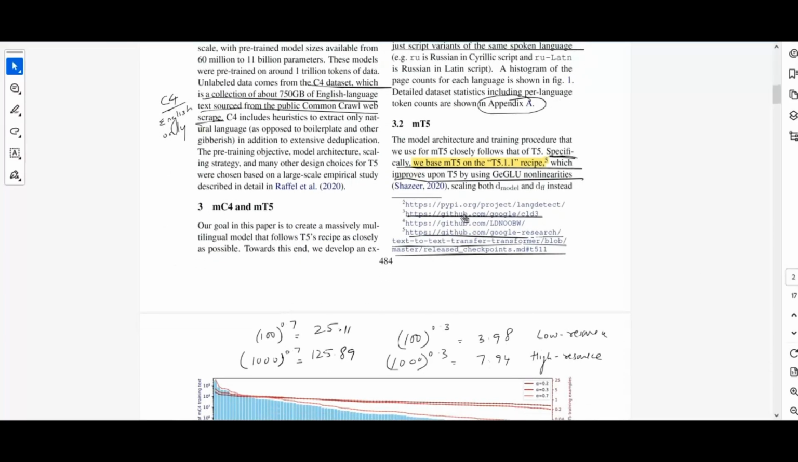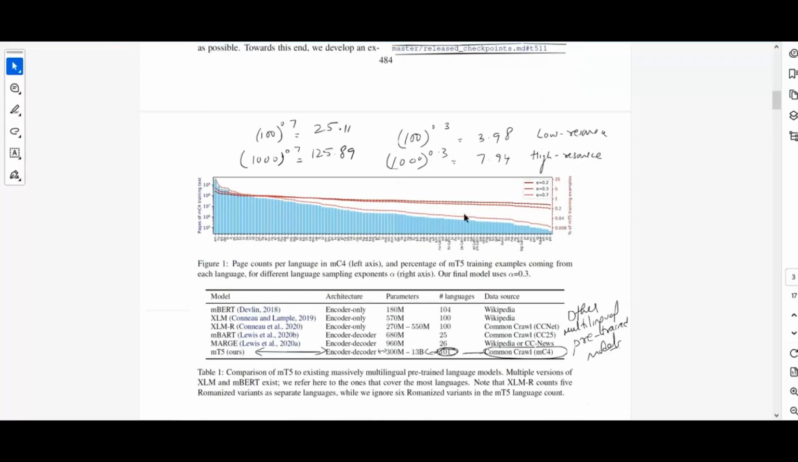As far as the training of the mT5 model and its architecture goes, it is the same as the T5 model. So at the core, it's the transformer model, and they use the same techniques for training the model, such as the denoising objective, and how they formulate the problem. So all of those are the same as the T5 model.